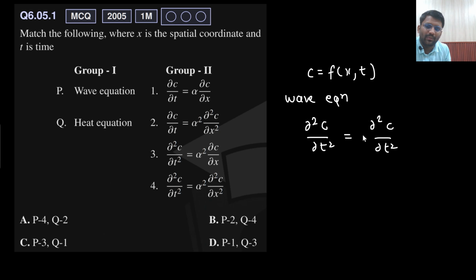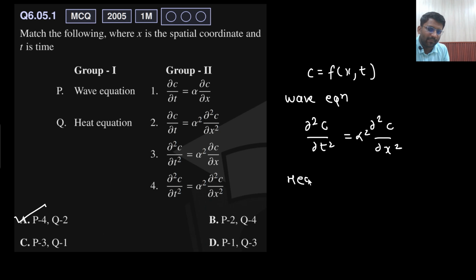And some constant will be used here, which is alpha square. So del square c by del t square equals alpha square, here I will put del square c by del x square, with respect to space as well two times. So this option is wrong. This option could be correct. This option is correct. So P will go to 4.